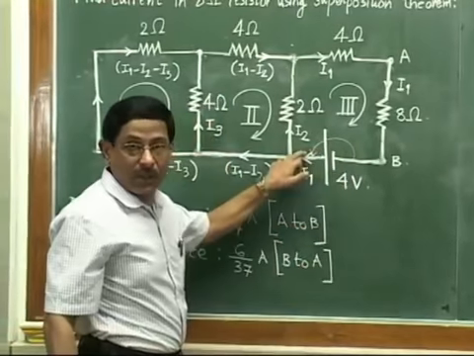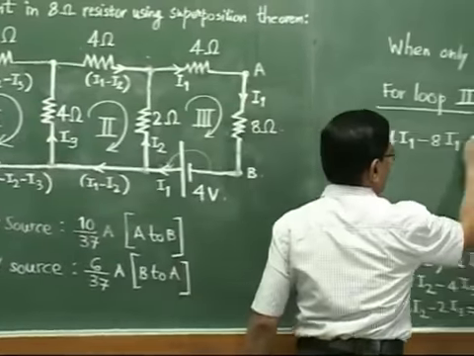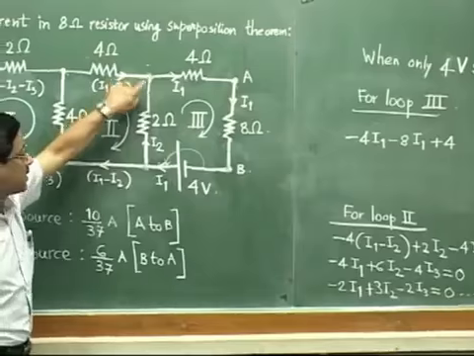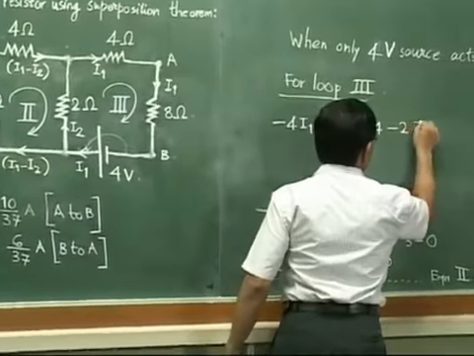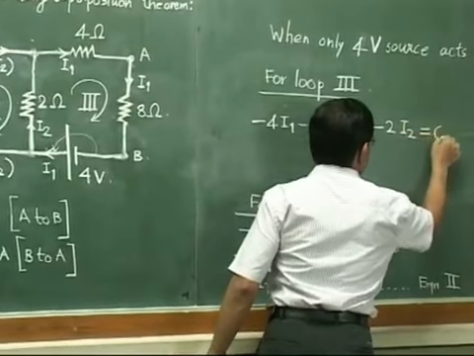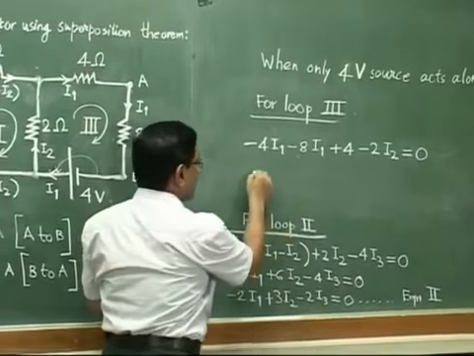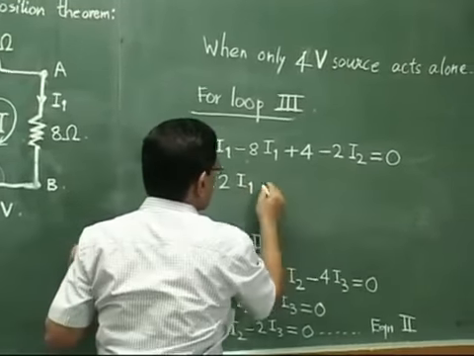So negative to positive plate. That means it will be a voltage rise. So plus 4. And then from this point upwards, it will be minus 2 times I2. So minus 2 times I2 equal to 0. So it will be minus 4I1 minus 8I1 is minus 12I1. Then minus 2I2.